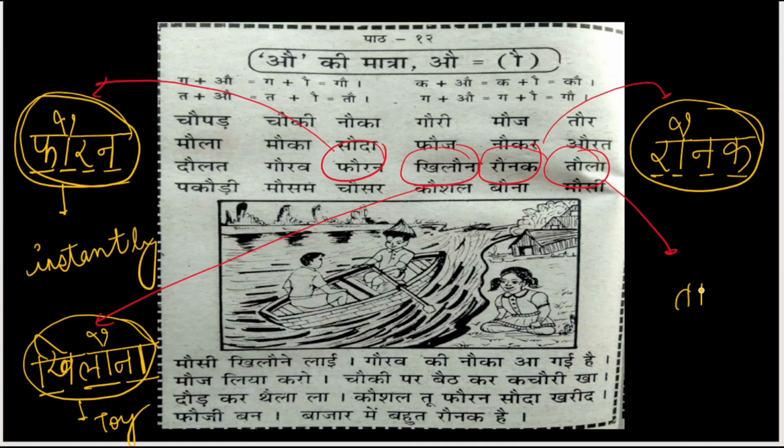This is ta, and this is mother of ao, and this is la, mother of a. Now it became taula, ta, mother of ao, la, taula.